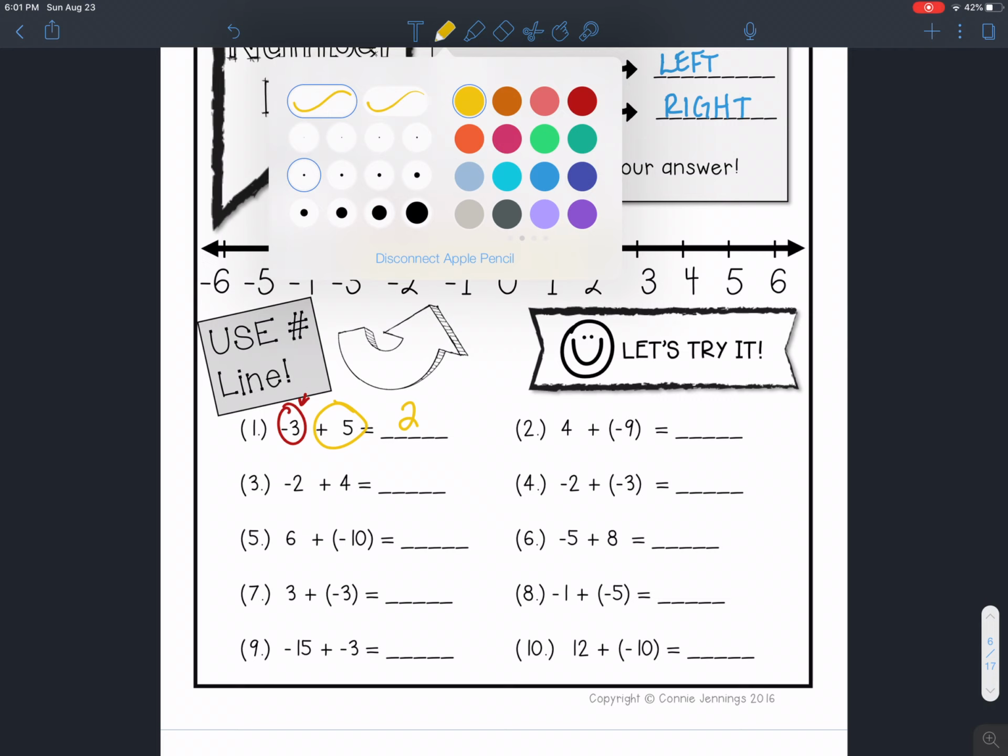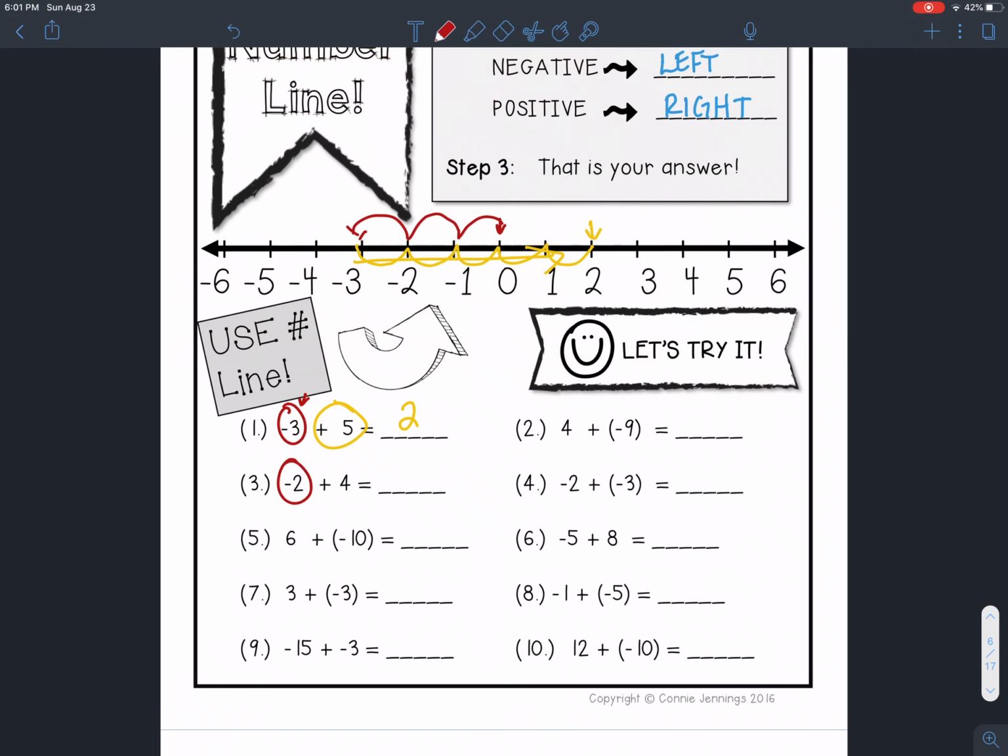We're going to keep going and do the same thing with number 2. The first number is a +4, and I'm going to erase what we have here. So we're going to start by going up 4, 1, 2, 3, 4, to the right 4, and then we are going to go down 9, so -9, 1, 2, 3, 4, 5, 6, so that got messy, 7, 8, 9. Okay, and we end up at a -5. So that is our sum. That is our answer.